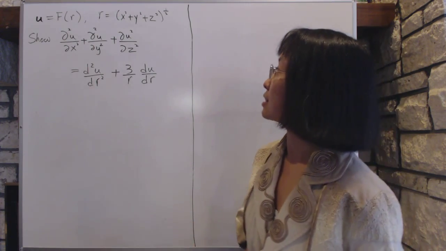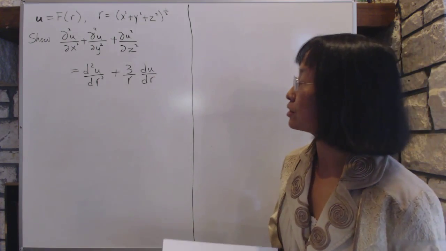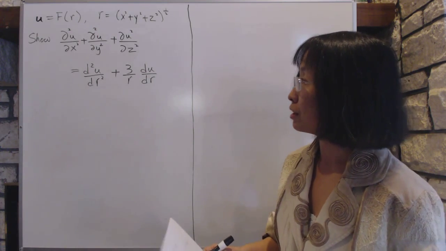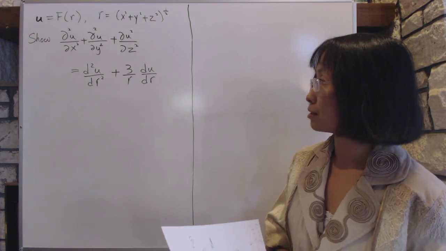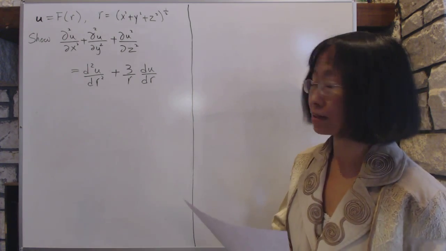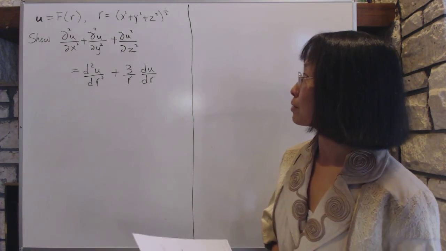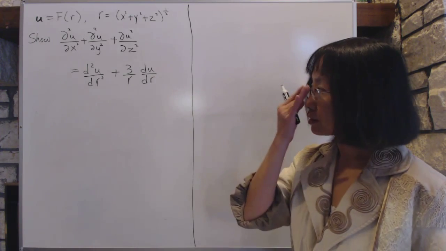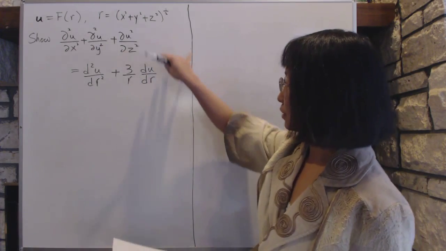So let's look at this example, which says u is a function of r, u is equal to f of r, and we will represent r, as commonly represented, as the length of the vector, the square root of x squared plus y squared plus z squared. Now we want to show this particular relationship.